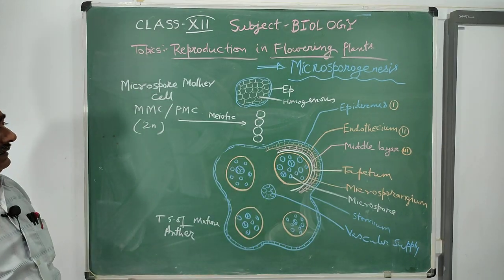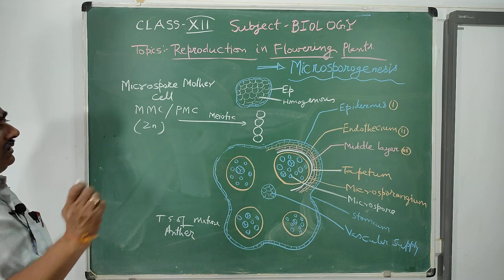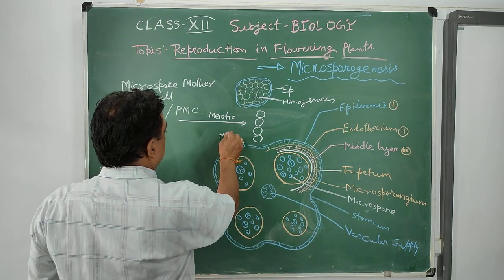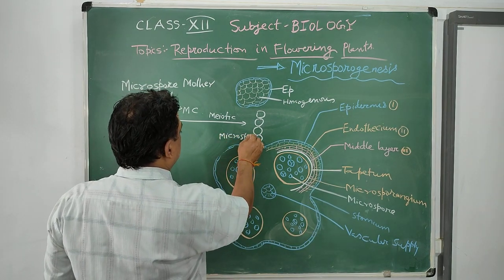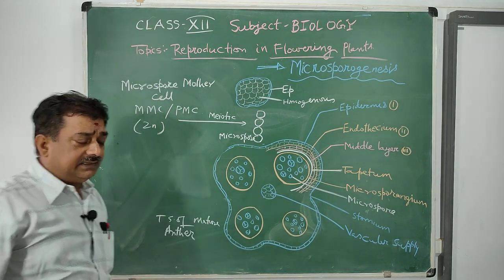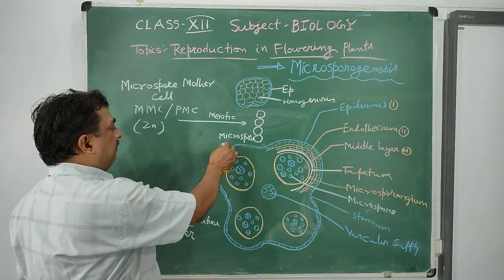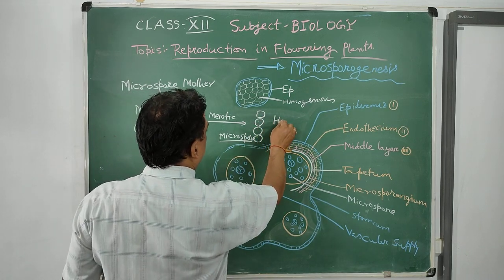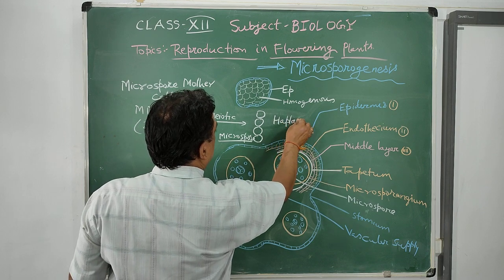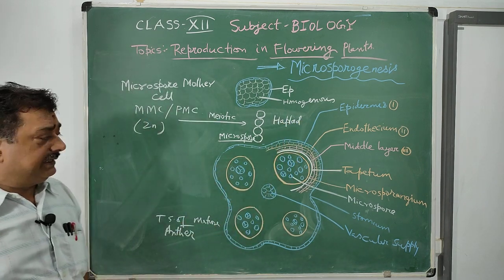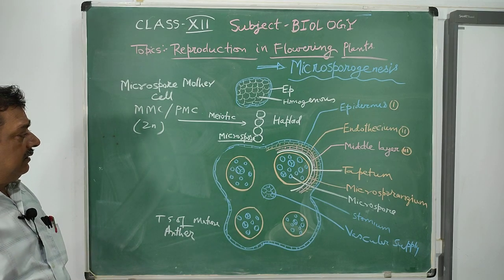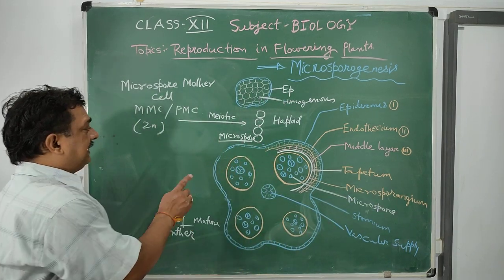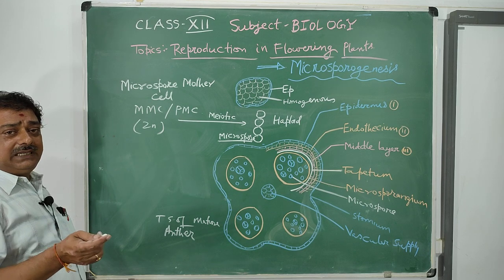So, microsporogenesis. Today I would like to focus on microsporogenesis. What is microsporogenesis? The production of microspores from the microspore mother cell is called microsporogenesis. There are 4 microspores, and each microspore is haploid. They are produced as a result of meiotic division, and they are surrounded by a sac-like structure called microsporangium. Inside the microsporangium, 4 microspores are produced.